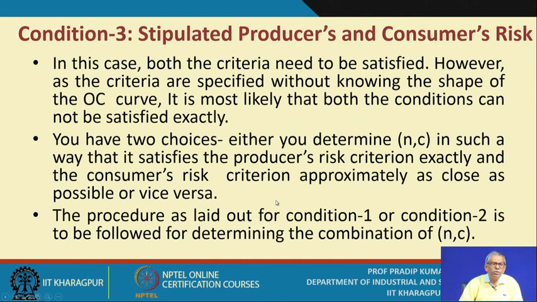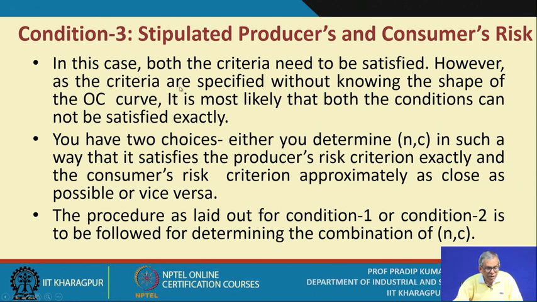So it's the same thing you repeat, but here the consumer risk criterion you fulfill, and you check that as the sample size increases, the producer's risk comes down. But if the sample size is more, the inspection time and the cost could be higher, and that may not be acceptable to you. So condition 3 is where you have to meet both producer's and consumer's risks. So in this case, both criteria need to be satisfied.